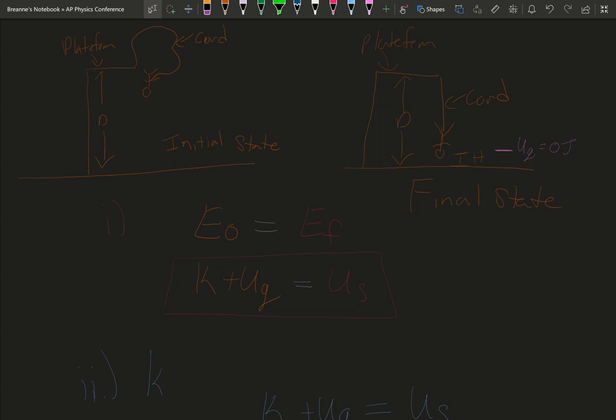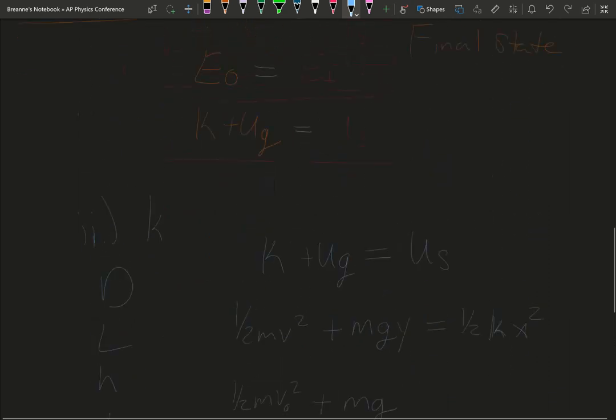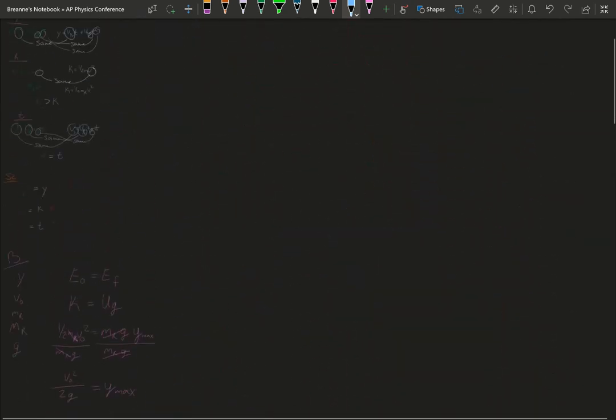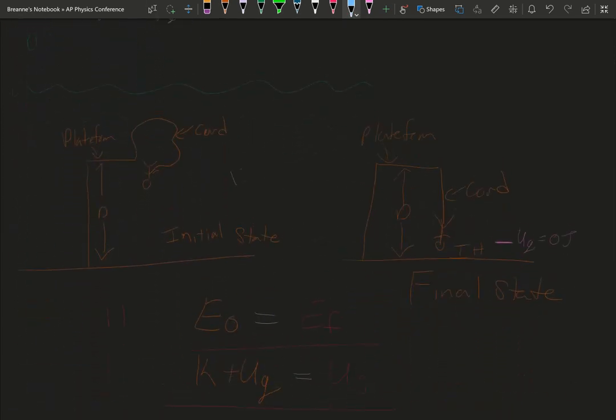Now the key thing is, a lot of people just want to throw D in there. Well, the platform's at D, so they jumped at D. But this is AP, it can't be that easy, right? It's stated that your zero gravitational happens at H. So in this case, because of that, our y is going to end up equaling D minus your H.